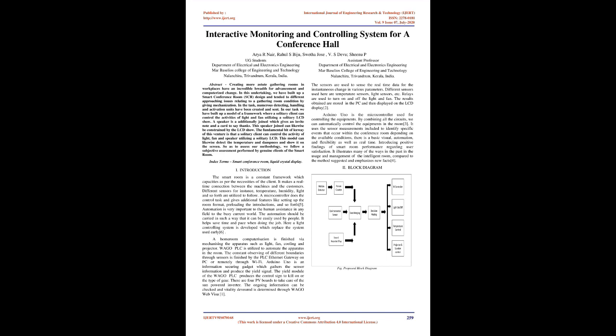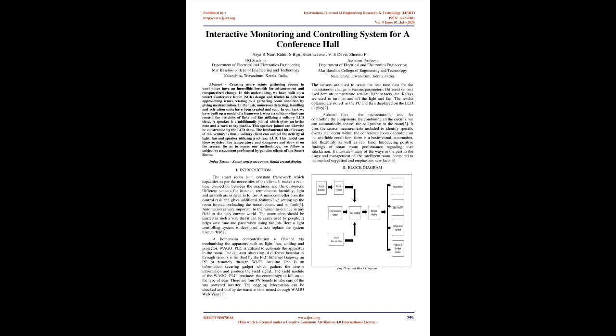Introduction. The smart room is a real-time system which functions according to the needs of the user. It makes a real-time connection between the machines and the customers. Different sensors, for instance, temperature, humidity, light, and so forth, are used to track. A microcontroller does the control task and gives additional features like setting up the room layout, preloading the presentations, and so forth.